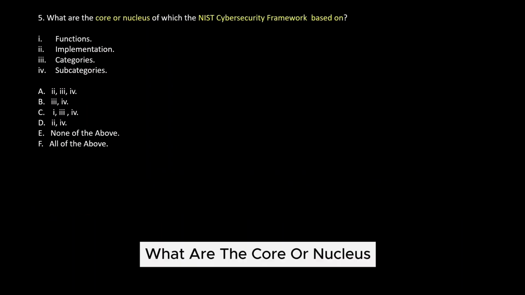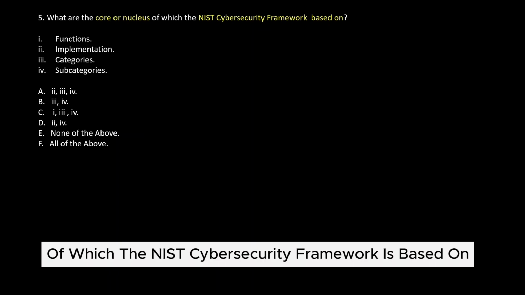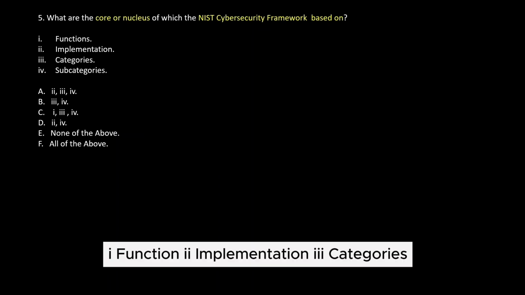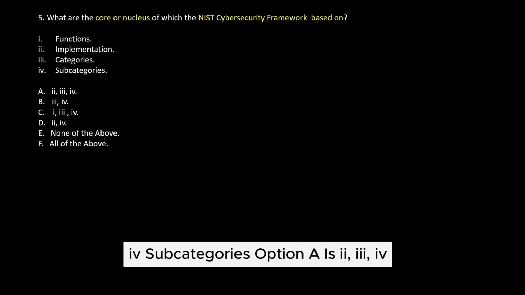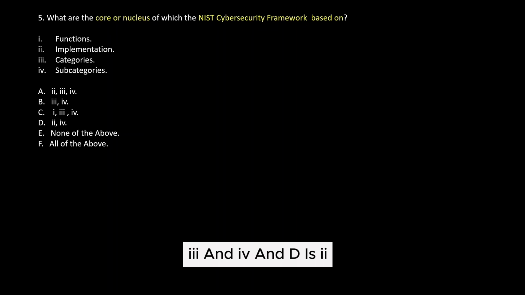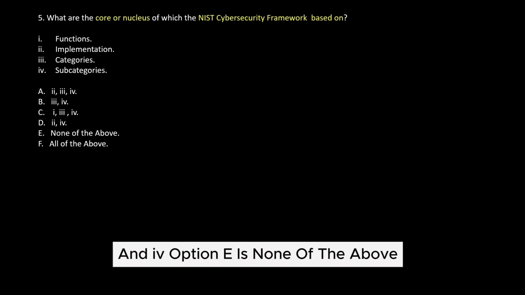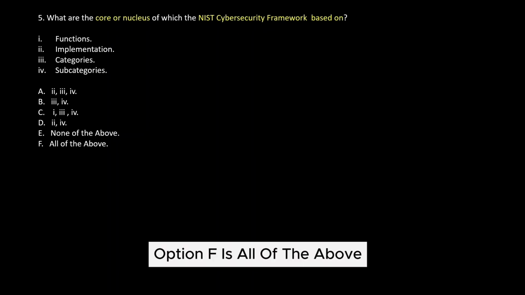What are the core or nucleus of which the NIST Cybersecurity Framework is based on? I, function. II, implementation. III, categories. IV, subcategories. Option A is II, and IV. Option B is III and IV. Option C is III and IV. Option D is II and IV. Option E is none of the above. Option F is all of the above.